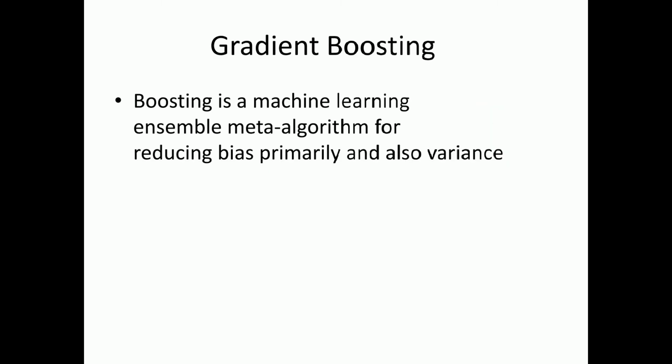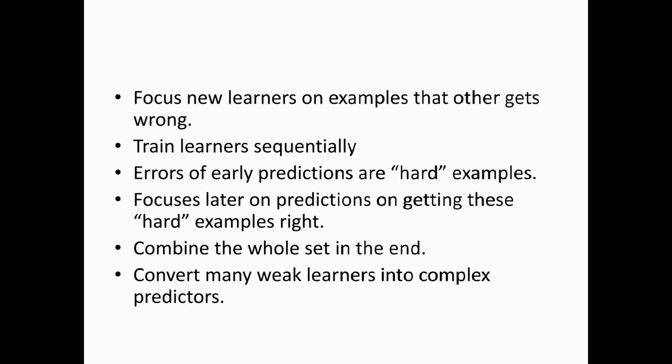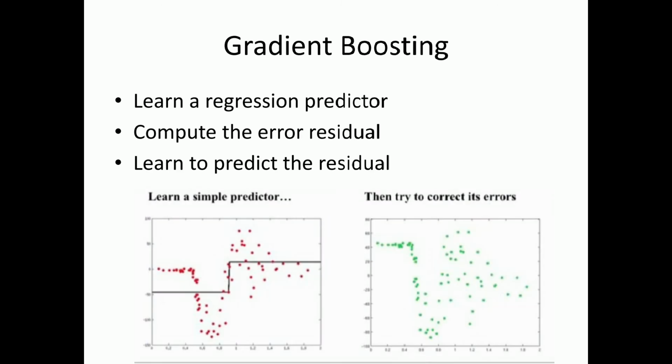Gradient boosting. Boosting is a machine learning ensemble meta-algorithm for reducing bias primarily, and also variance. It focuses new learners on examples that others get wrong. It trains the learners sequentially, and the errors of early predictions are hard examples, meaning you have to relearn those particular examples, and later predictions focus on getting these hard examples right. It combines the whole set in the end, and converts many weak learners into complex predictors.